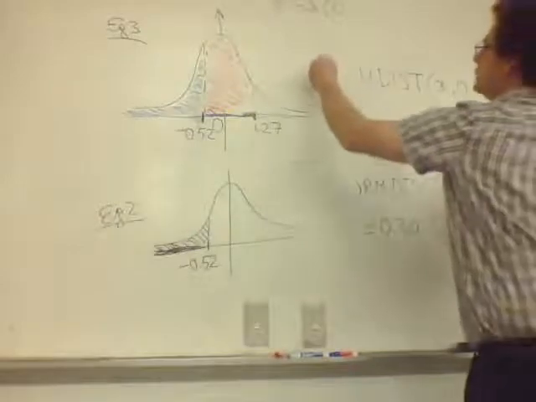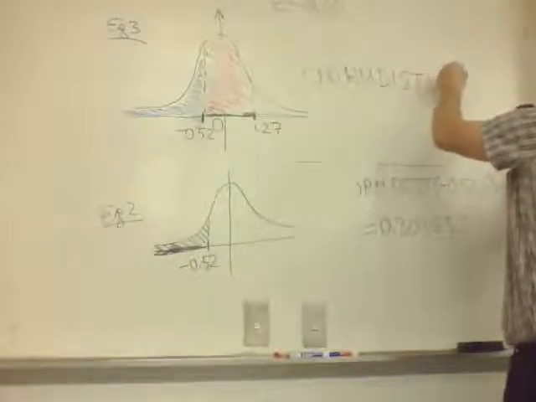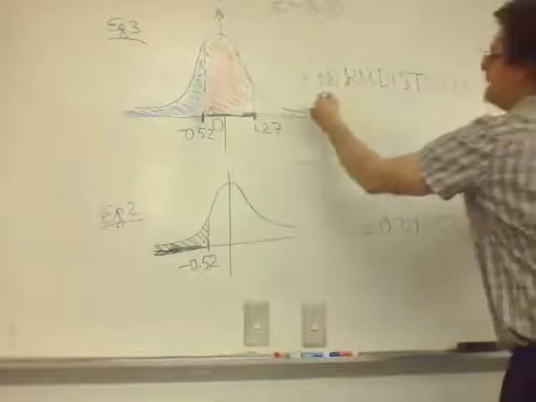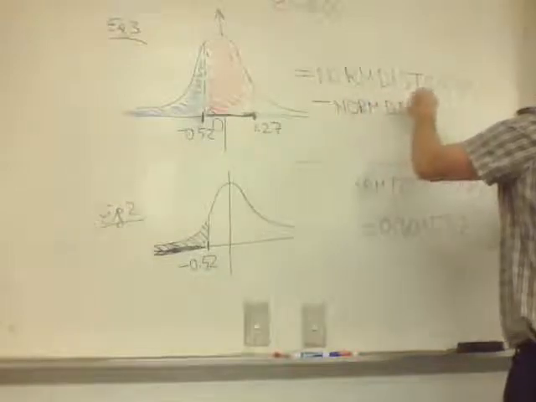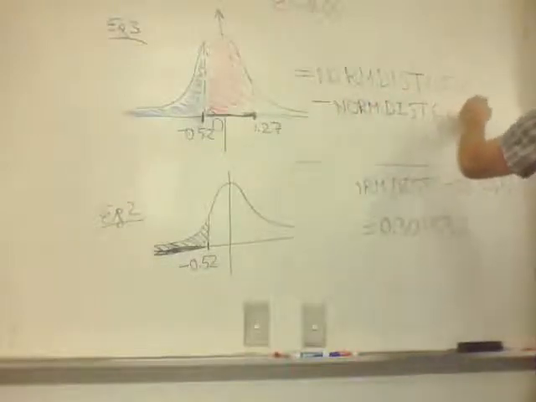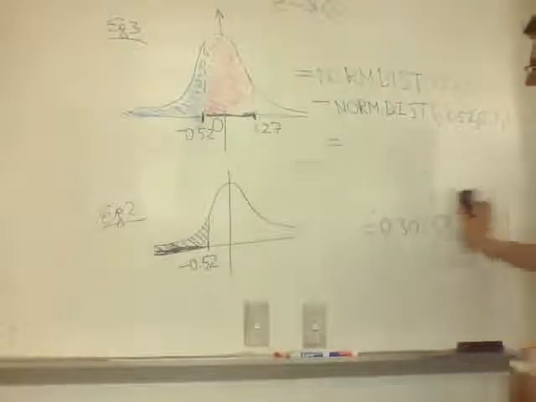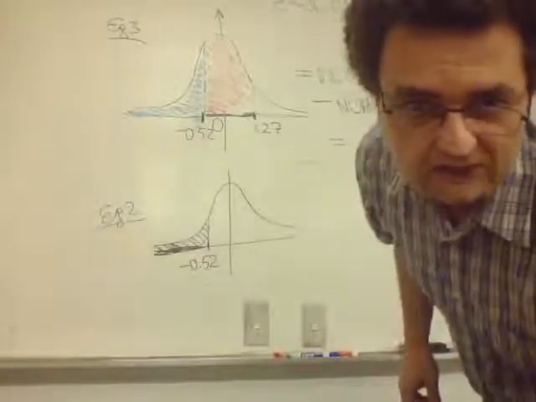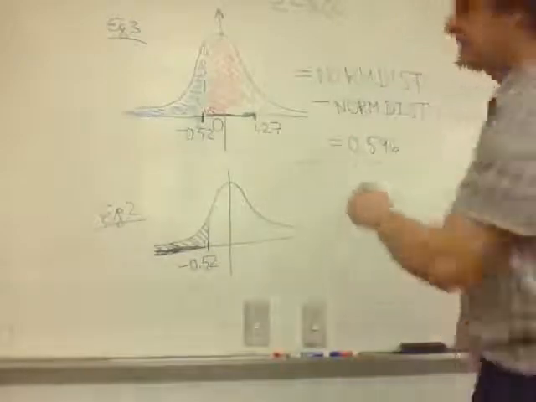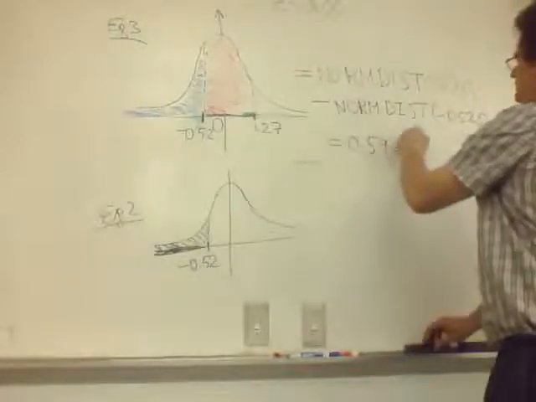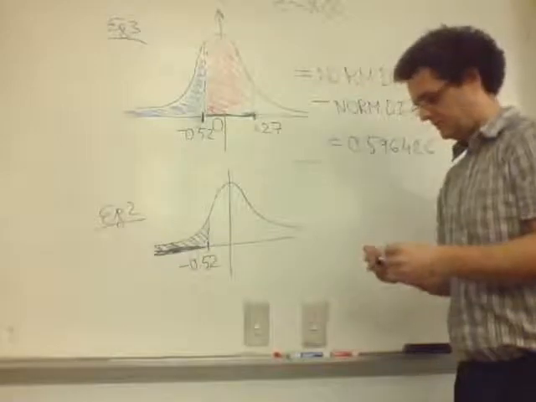So it's going to be norm.dist of 1.27, 0, 1 minus norm.dist of negative 0.52, 0, 1. Okay, so as I said, it turns out to be 0.596426. Okay, so that's your probability.